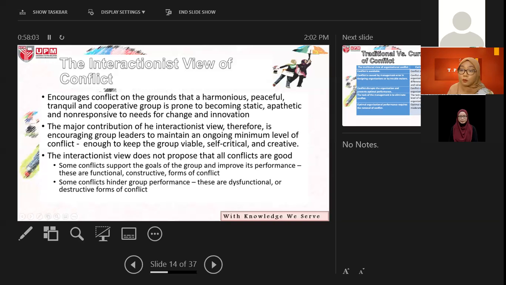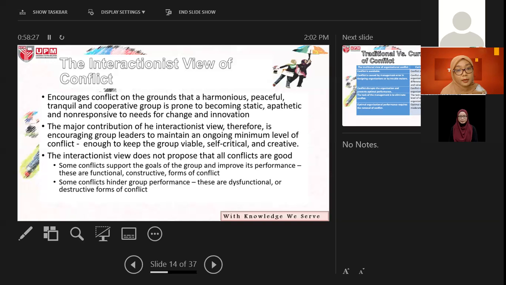Dia tak kata semua konflik bagus. Okay, some conflicts support the goals of the group and improve its performance. Then these are considered to be the functional, constructive forms of conflict. Okay, another one, some conflicts hinder group performance. So these are dysfunctional or disruptive forms of conflict.